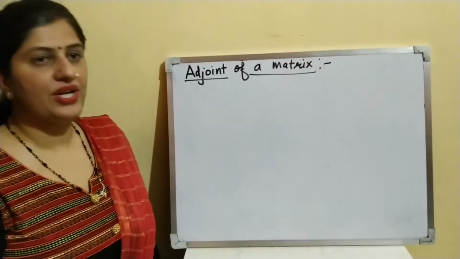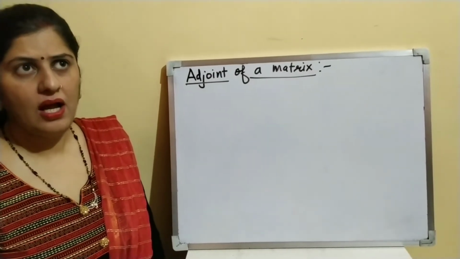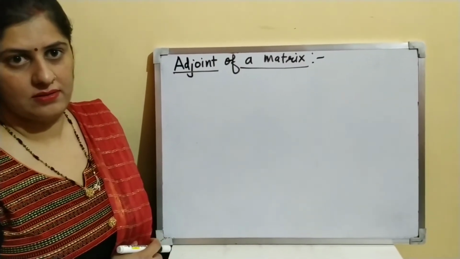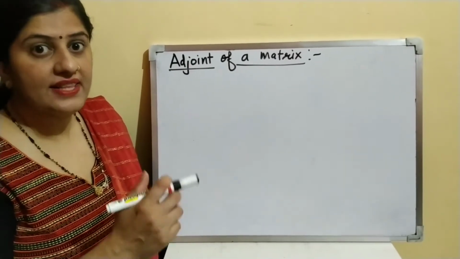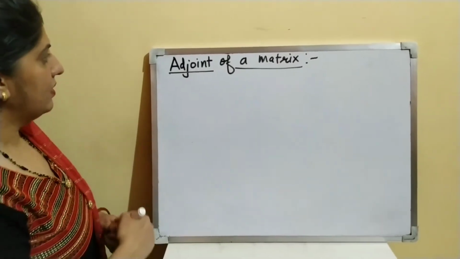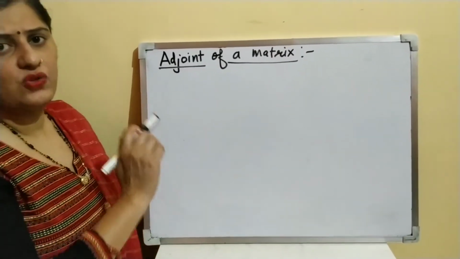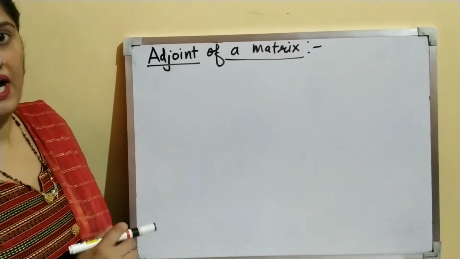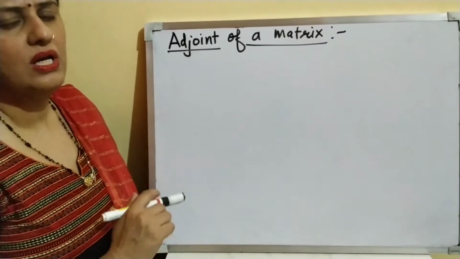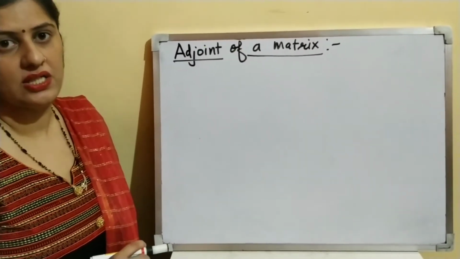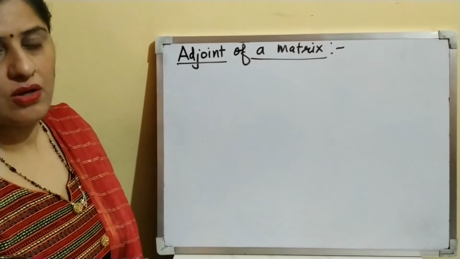What is adjoint of a matrix? Adjoint of a matrix is again a matrix. How do we get that new matrix? See here. Adjoint always works only for square matrices. Remember this. Adjoint works only for square matrices. So we have to consider a square matrix always.